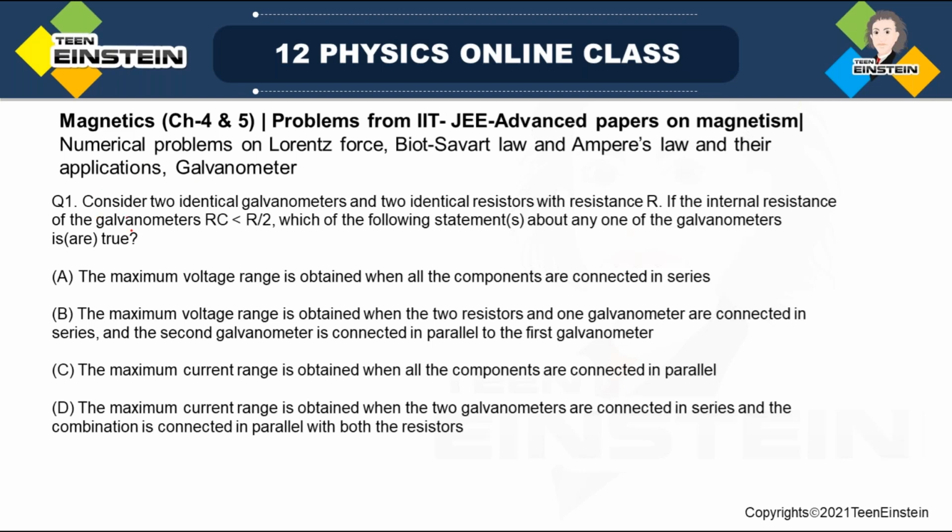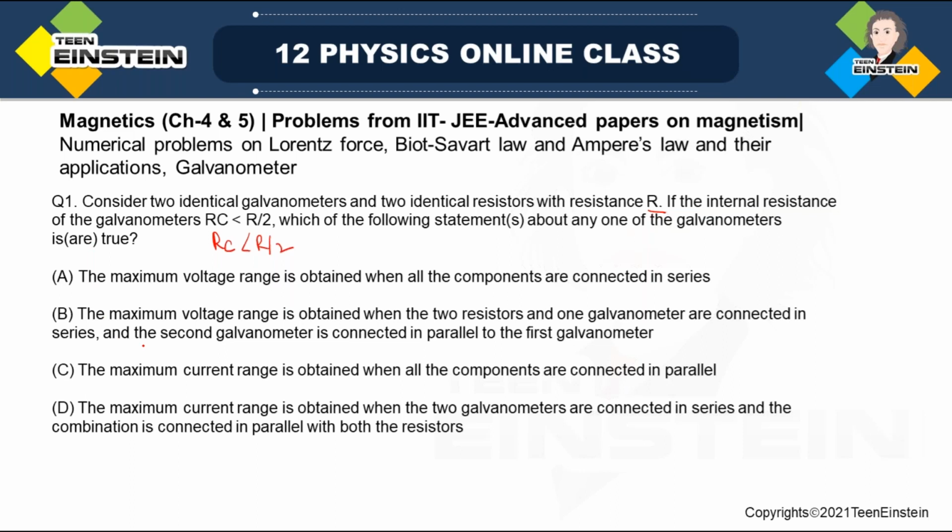So the first question is related to galvanometer. Let us read the question first. Consider two identical galvanometers and two identical resistors with resistance R. If the internal resistance of the galvanometers, this is RC, is less than R by 2, which of the following statements about any one of the galvanometers is or are true?